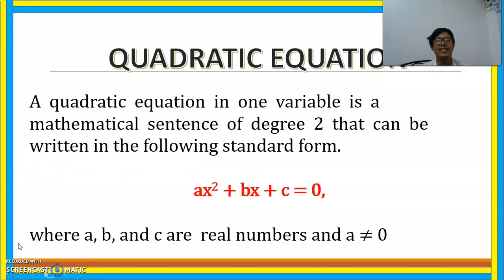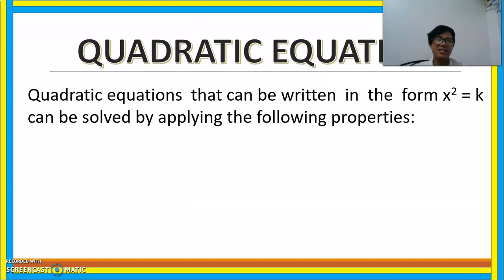A quadratic equation in one variable is a mathematical sentence of degree 2 that can be written in the following standard form: ax squared plus bx plus c equals 0, where a, b, and c are real numbers and a is not equal to 0. A quadratic equation can also be written in another form, and that is x squared equals k. If that is the case, we can solve this by applying the following properties.